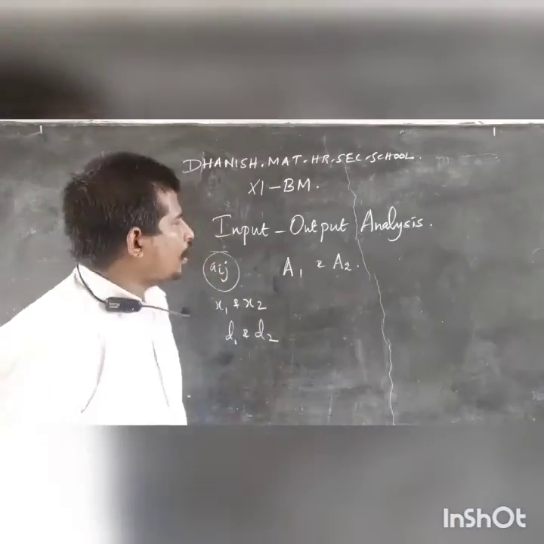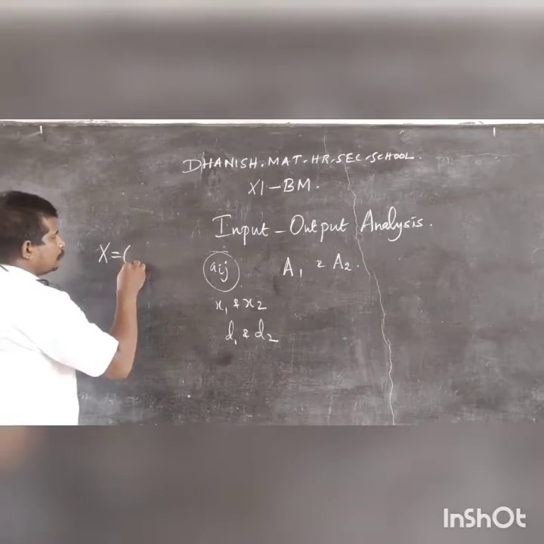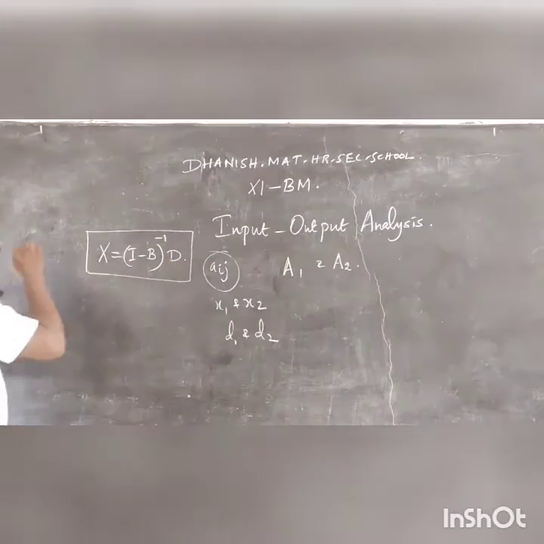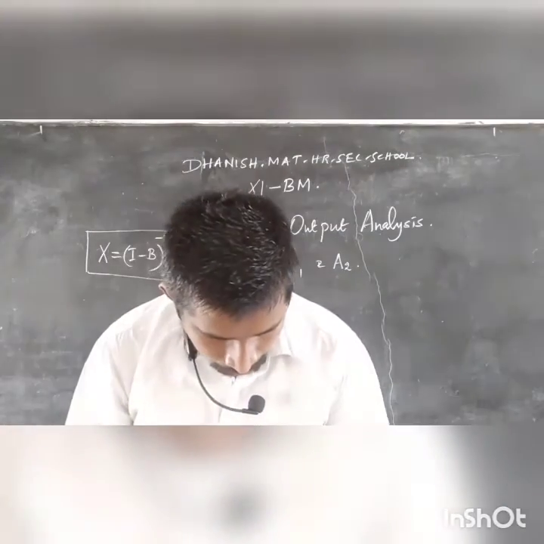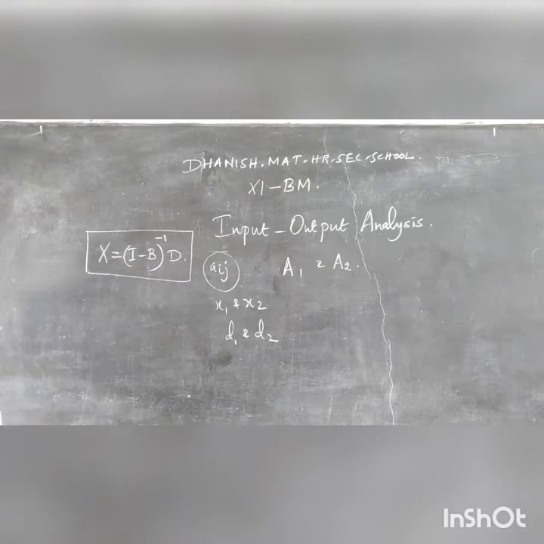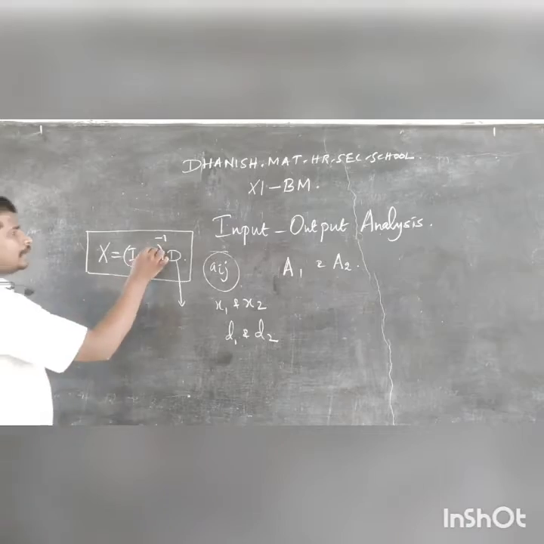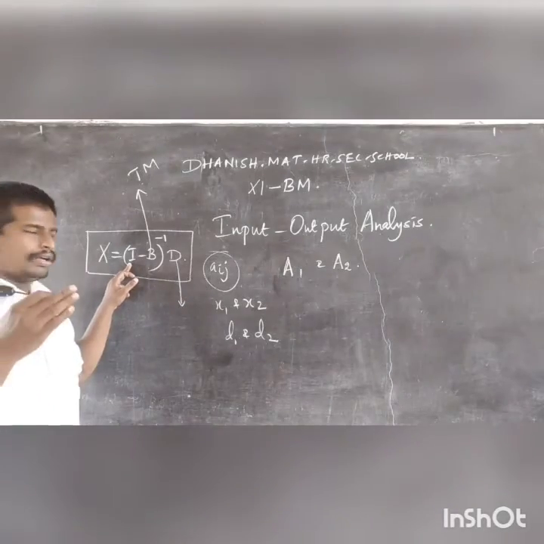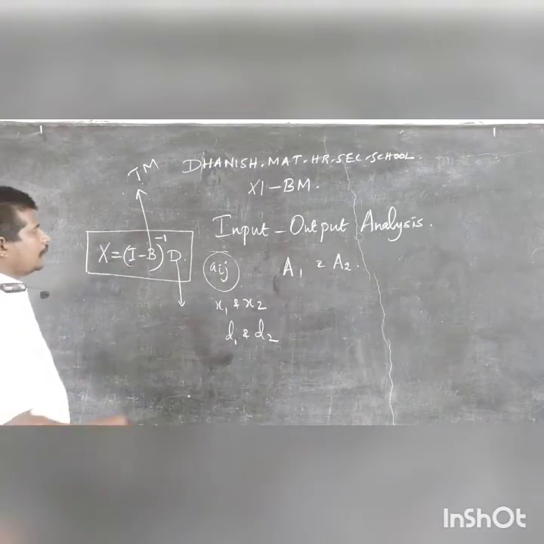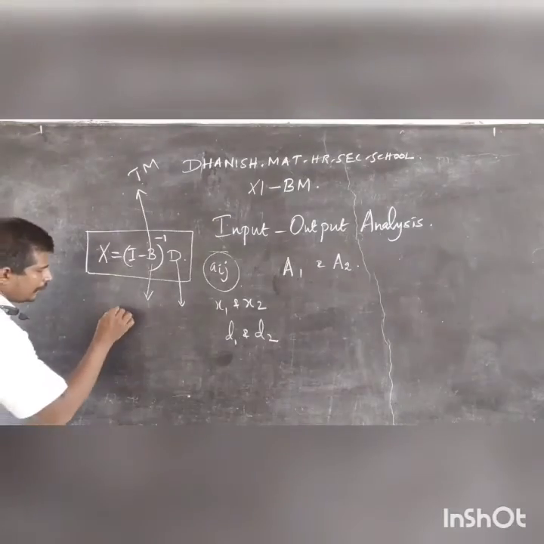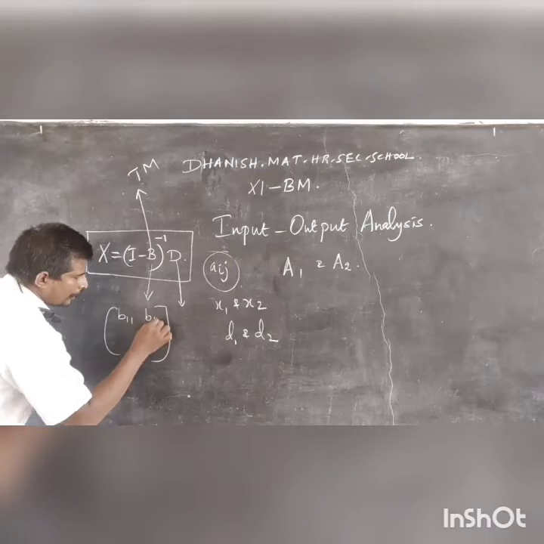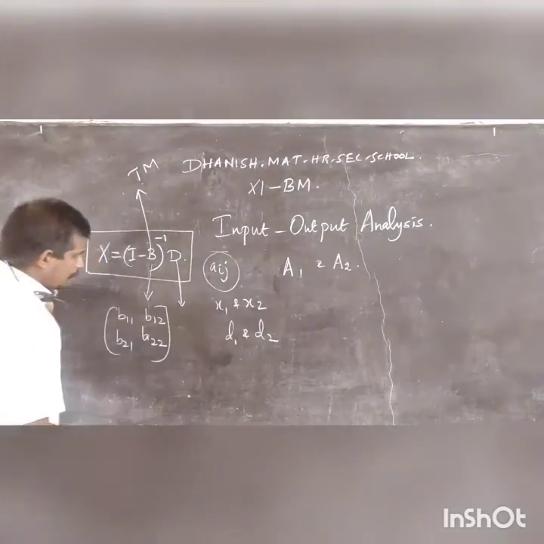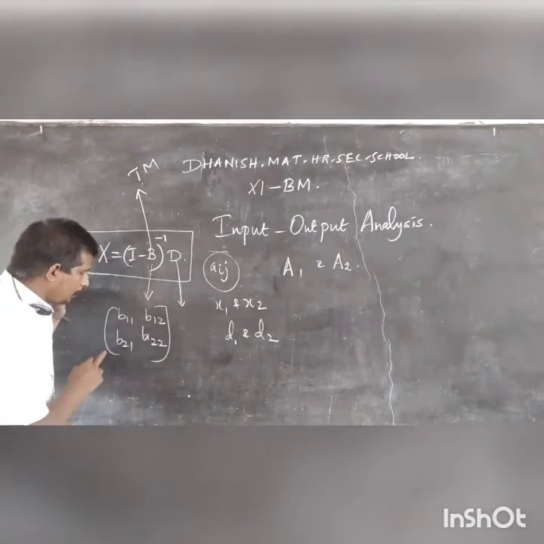Here we are going to use one result for finding the outputs: X equals (I minus B) whole power minus 1 into D. Here D is the demand matrix, B is the technology matrix, and I is the unit matrix, 1 0 0 1 or 1 0 0 0 1 0 0 0 1. Our technology matrix B will be B11, B12, B21, B22, and we need to find all these elements.